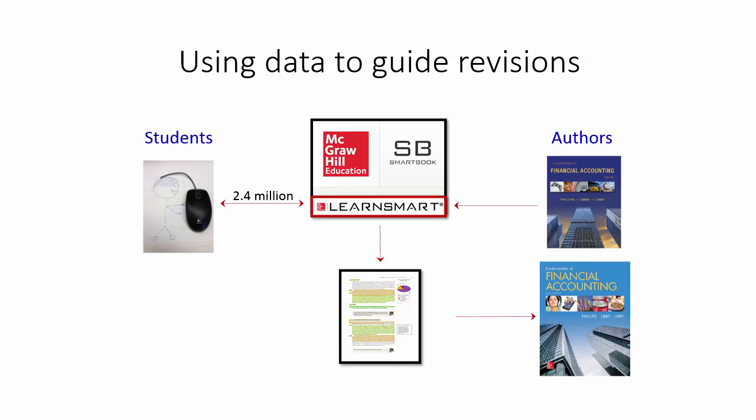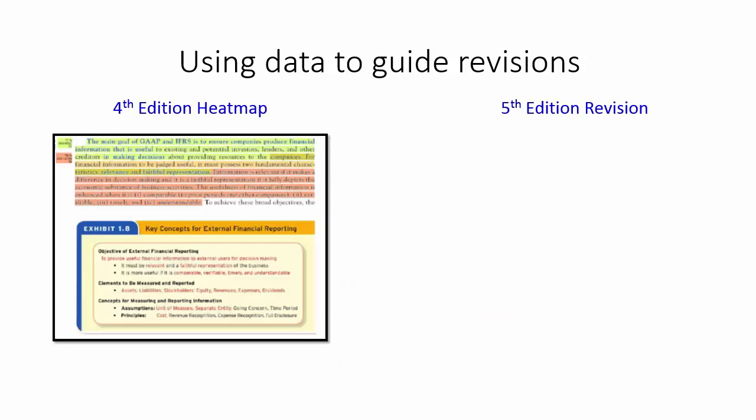Here's a segment of the heat map from Chapter 1, which discusses the conceptual framework for financial reporting. As you can see by the green shaded text, students had no difficulty comprehending the main objective for general purpose financial reporting. But the orange sentence indicates that they did not as clearly identify the fundamental qualitative characteristics of relevance and faithful representation. And the red segments show they were even less able to identify the enhancing qualitative characteristics.